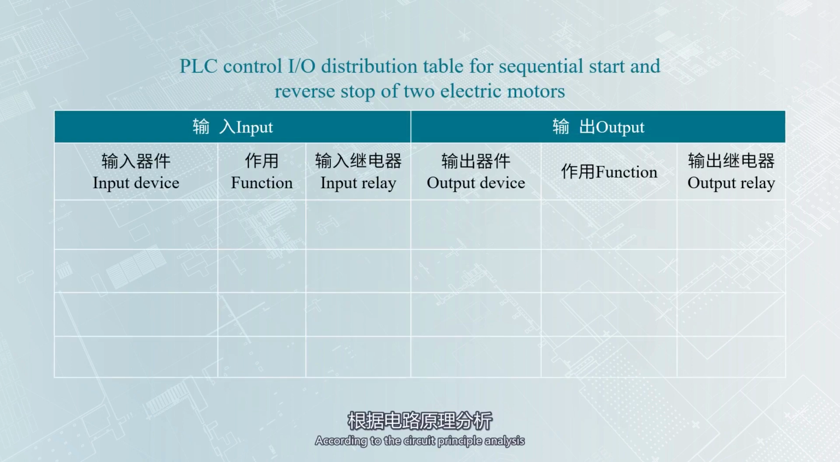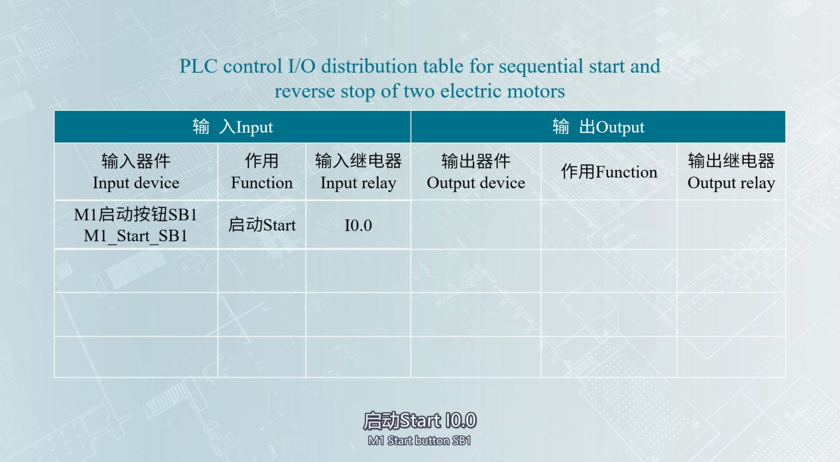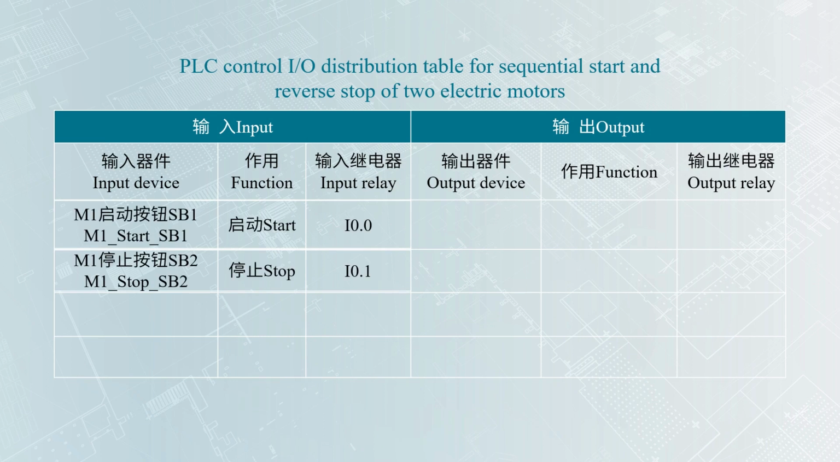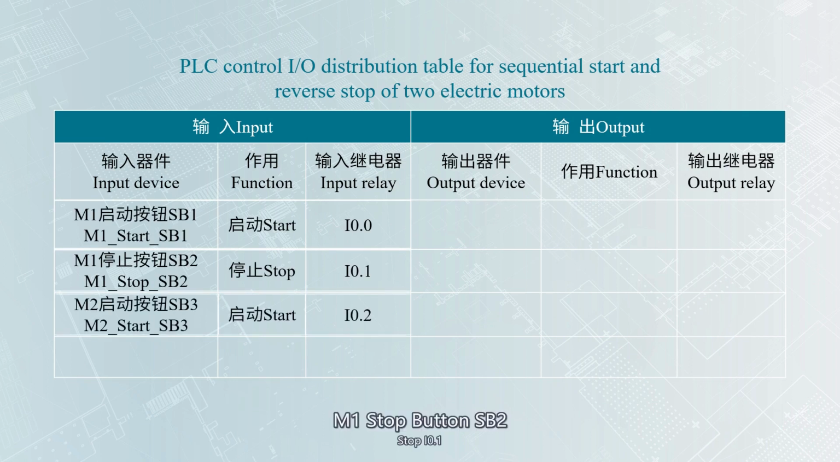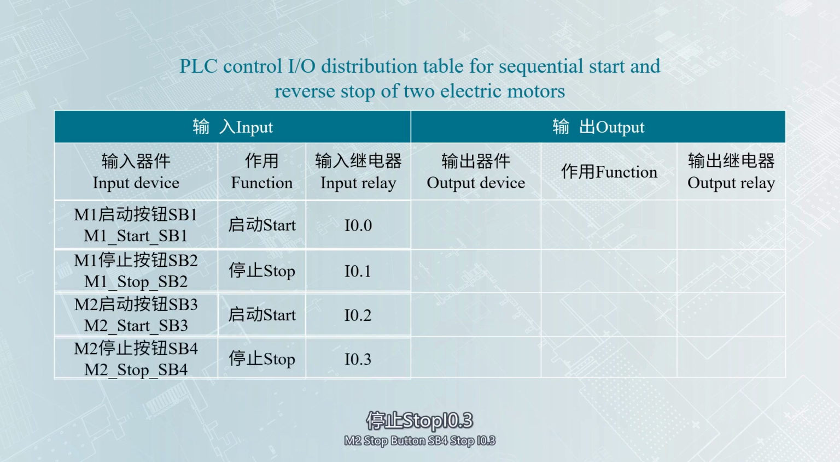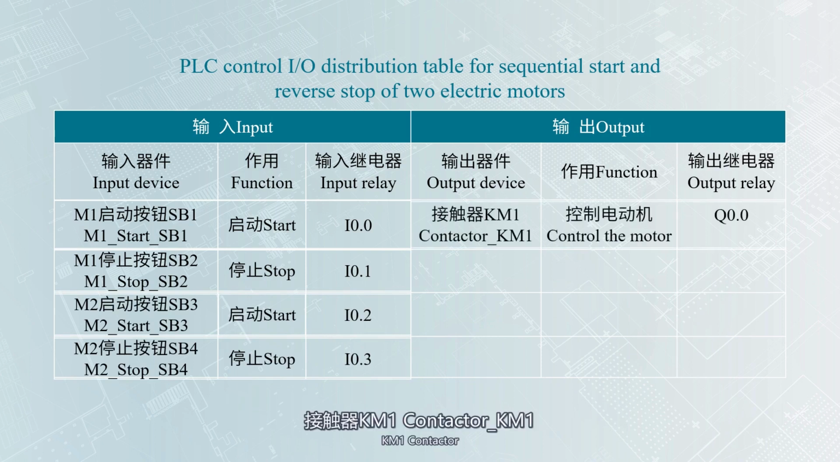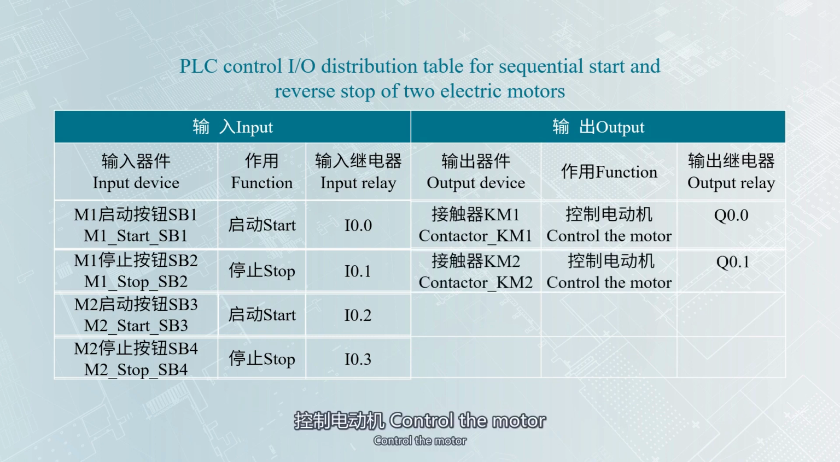According to the circuit principle analysis, you can fill in the PLC I/O distribution table. Input: M1 start button SB1, start, I0.0. M1 stop button SB2, stop, I0.1. M2 start button SB3, start, I0.2. M2 stop button SB4, stop, I0.3. Output: KM1 contactor, control the motor, Q0.0. KM2 contactor, control the motor, Q0.1.